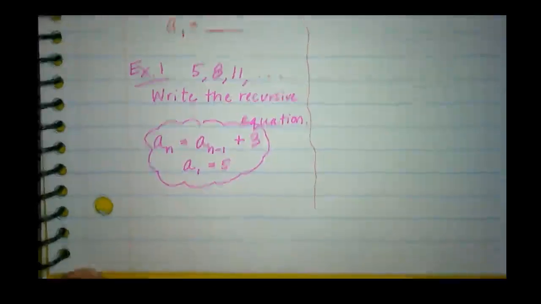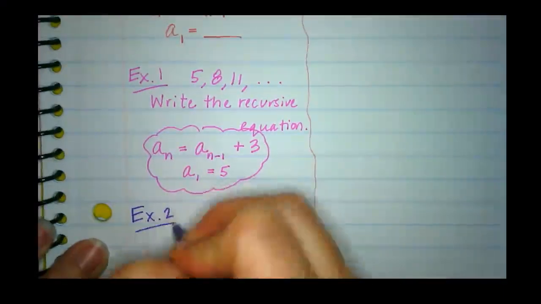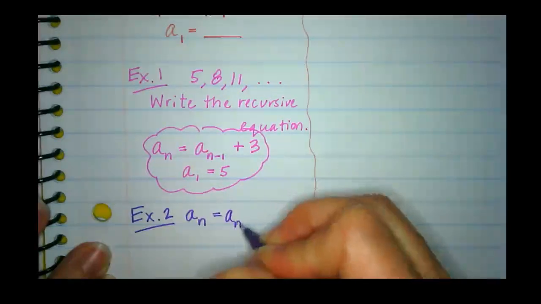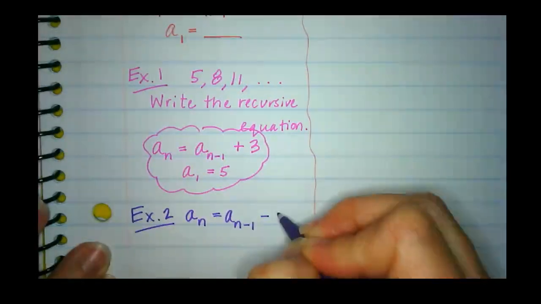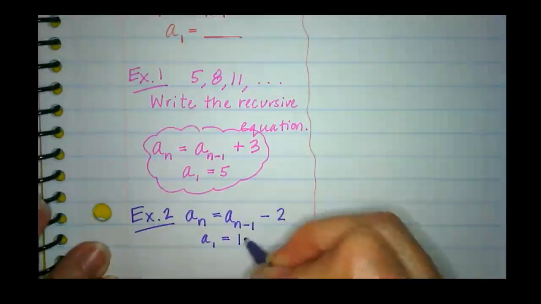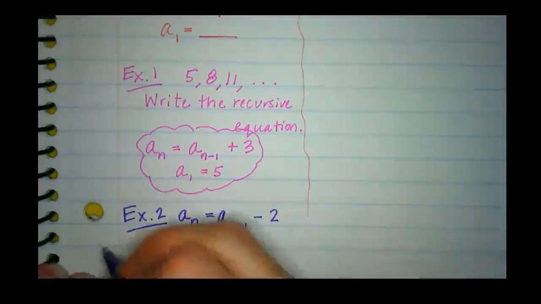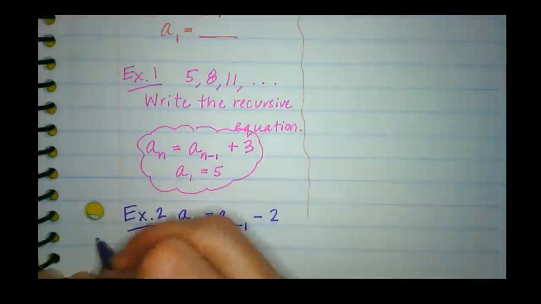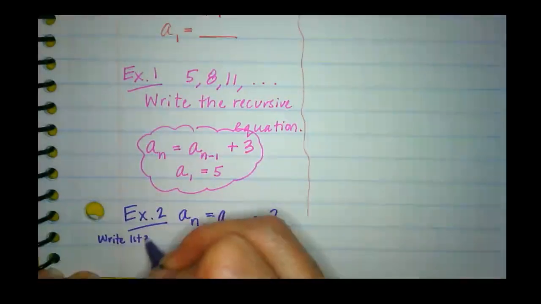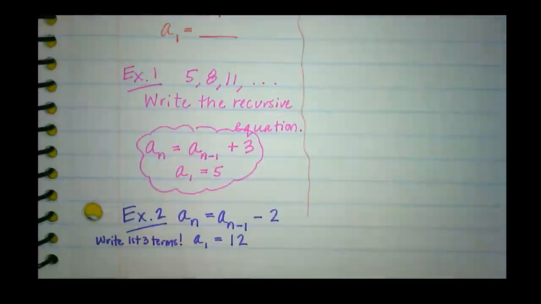All right, so let's say, for example 2, I'm going to give you this information. I'm going to tell you that. All right, and I'm down at the bottom of the page here, so I want you to write the first 3 terms of this sequence.